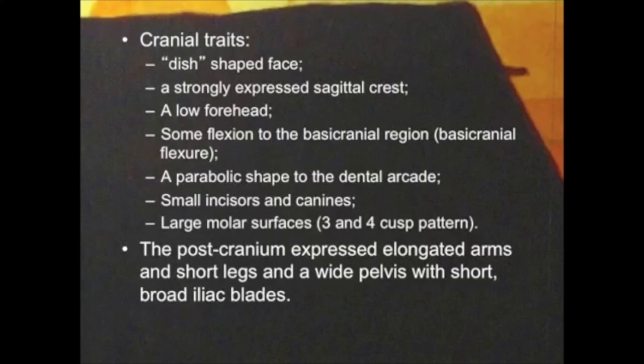The postcranial anatomy and physiology of these robust populations is very similar to what we saw with regards to our gracile Australopithecines. The postcranial anatomy of Boisei populations express elongated arms and shorter legs, a wide and shallow pelvic bowl, coupled with, in this case, shortened and more broad iliac or pelvic blades. A final comparison made between gracile and robust Australopithecines tells us the following.